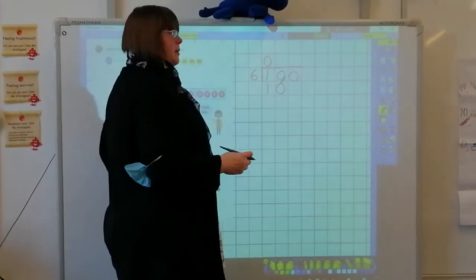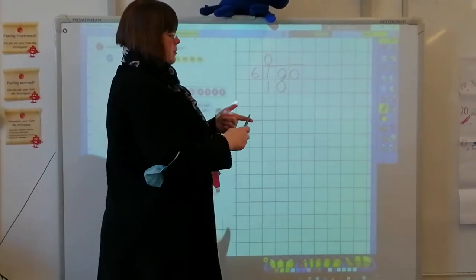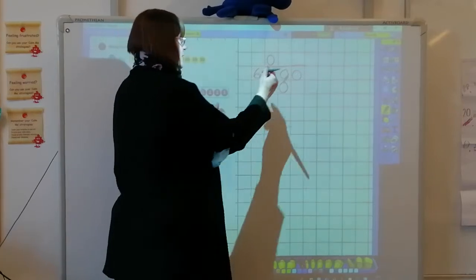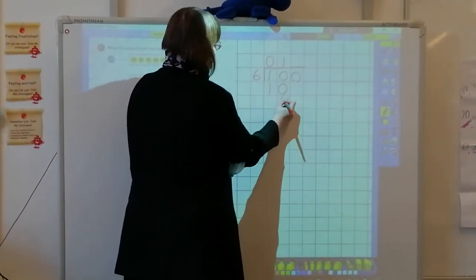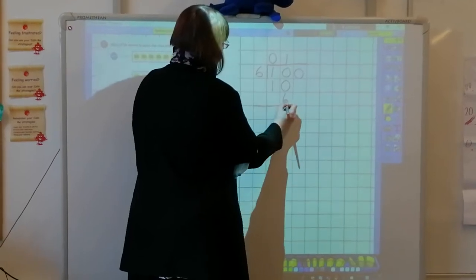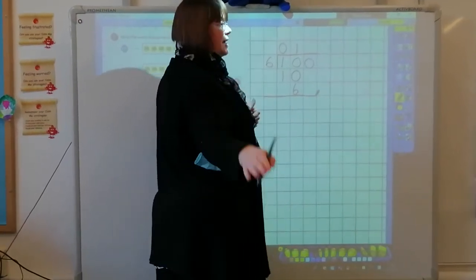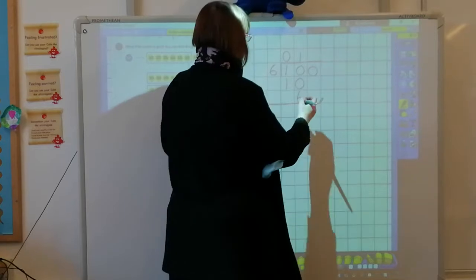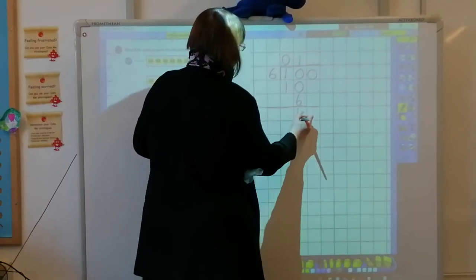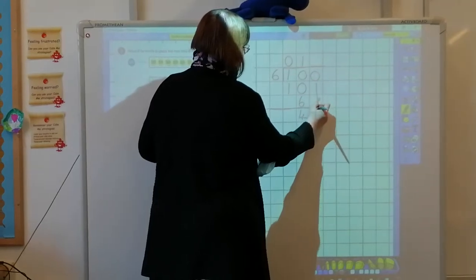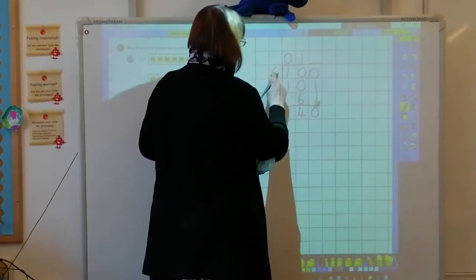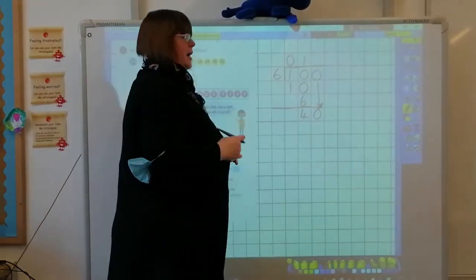6s into 10. Well, the next one would be 12, so it's only one set. Then we're going to take away that set of 6. And we all know that 10 take away 6 is 4, that's right. 4. Then we're going to drop our 0 all the way down here. We're going to do 6s into 40.